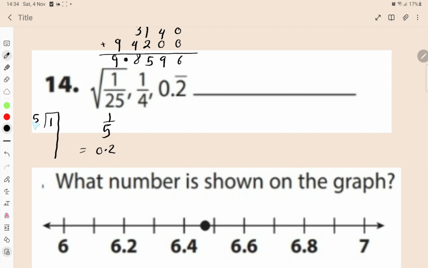1 divided by 5 can't be, so 0, decimal point. 10 divided by 5 is 2, and 2 times 5 is 10. So the answer is 0.2.